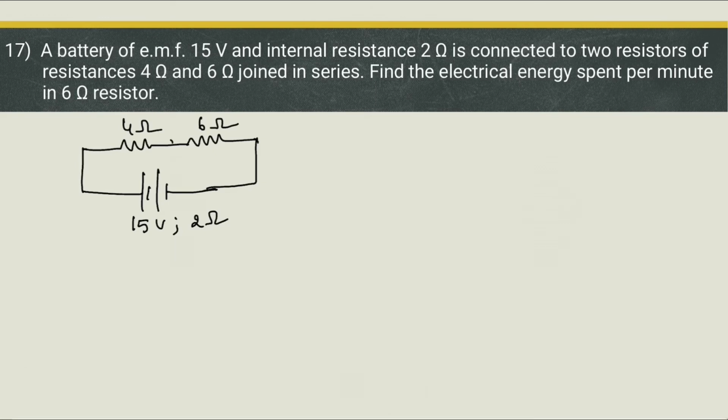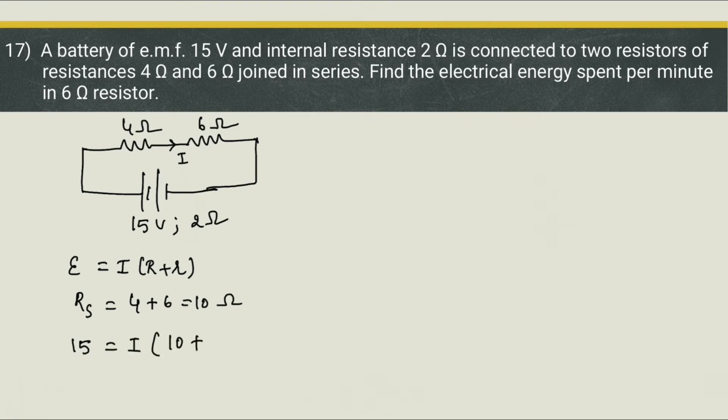So let us first find out what is the current flowing through 6 ohm resistor. And to find the current, we have to use the formula E is equal to I into R plus small r. What is capital R? That is addition of 4 and 6, 10 ohm. So now EMF 15 is equal to current we want to find out, R is 10 plus small r is 2. So 15 is equal to I into 12. Current is equal to 15 divided by 12, that is 5 upon 4, 1.25 ampere. Okay, 1.25 ampere is the current flowing through 6 ohm resistor.